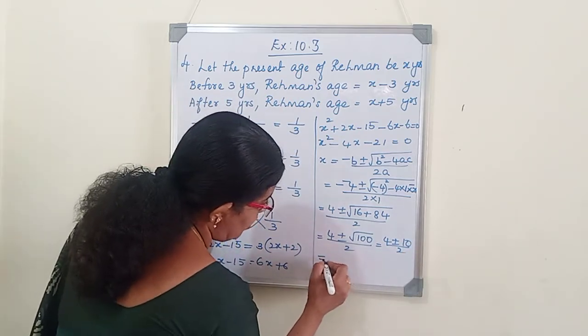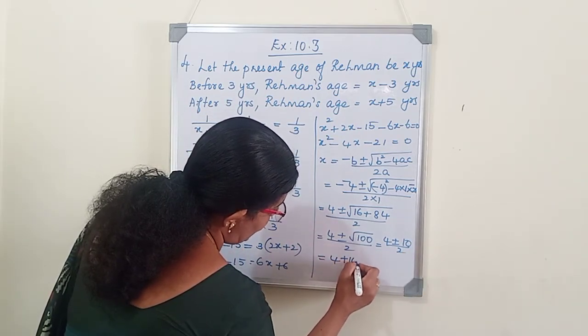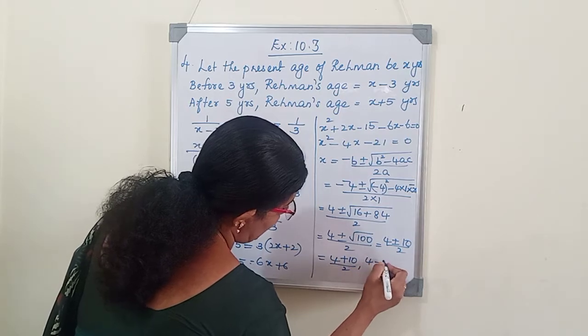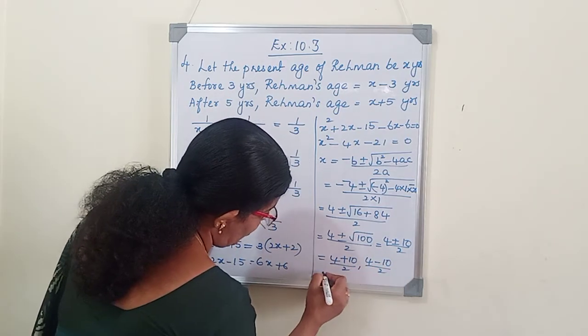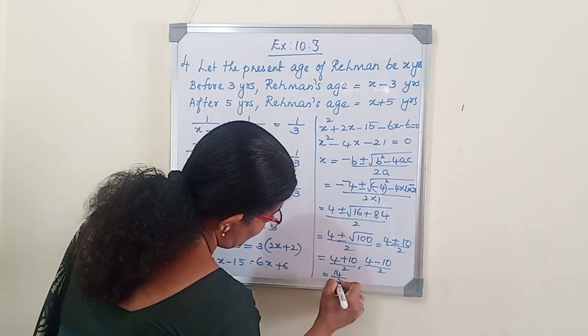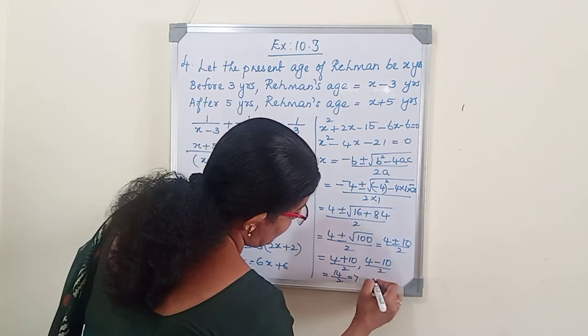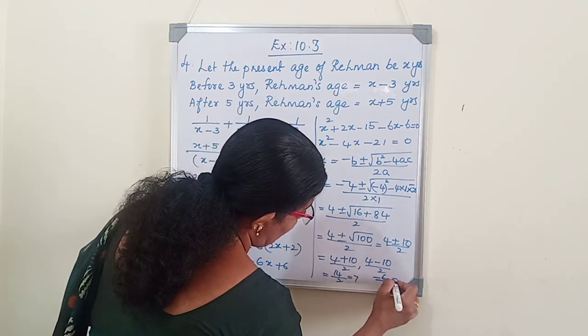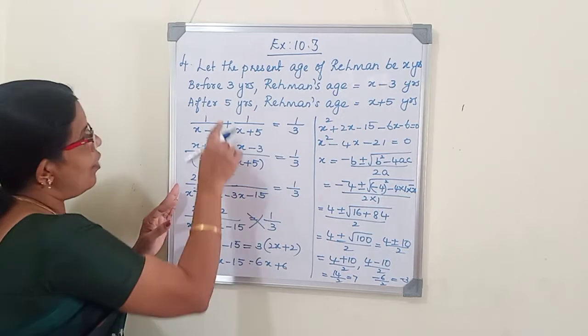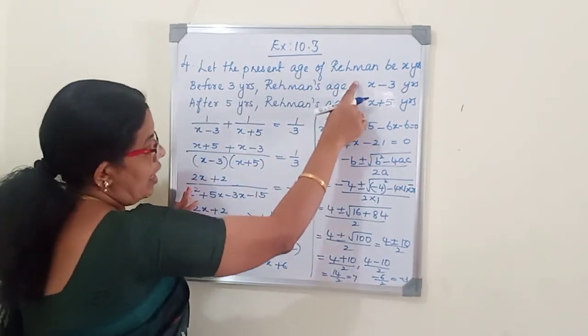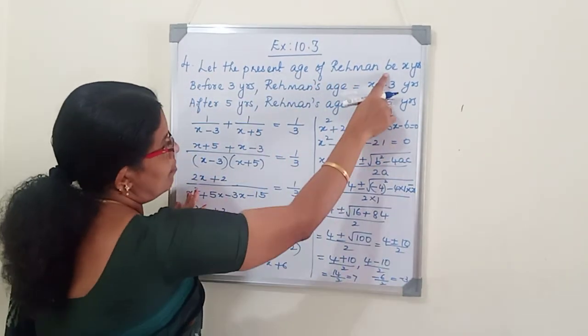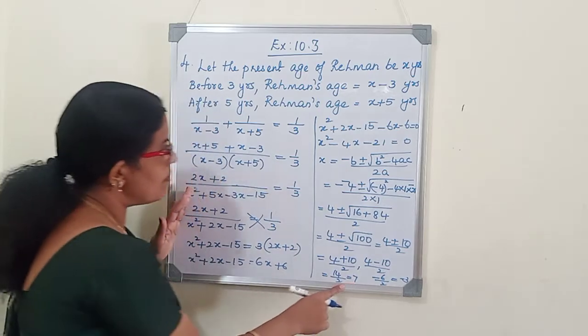Now we will separate those terms. 4 plus 10 by 2, 4 minus 10 by 2. 4 plus 10 is 14 by 2, that is 7. And 4 minus 10 is minus 6 by 2, that is minus 3. We want to find Rahman's present age. Age will never be negative. So his present age is 7 years.